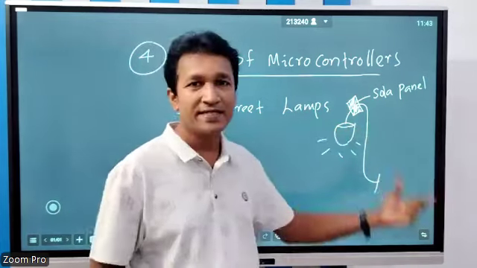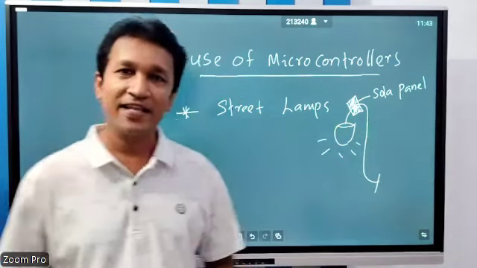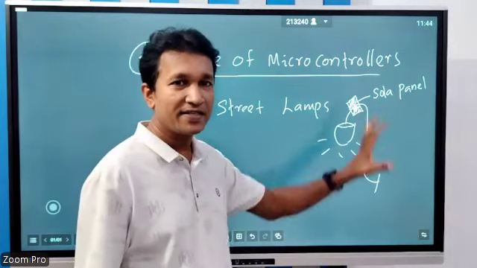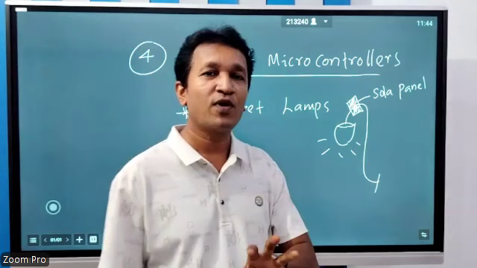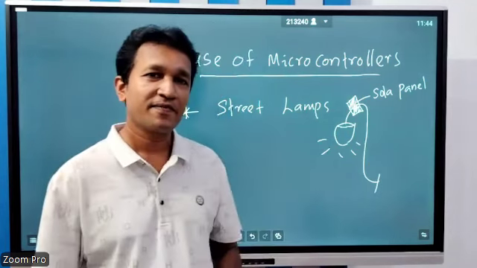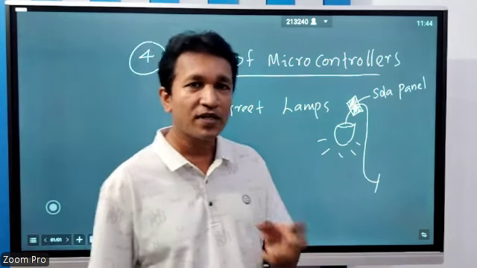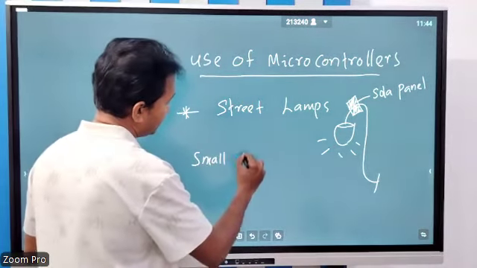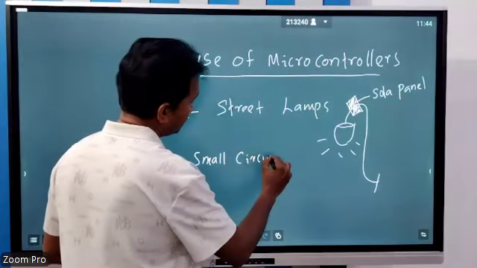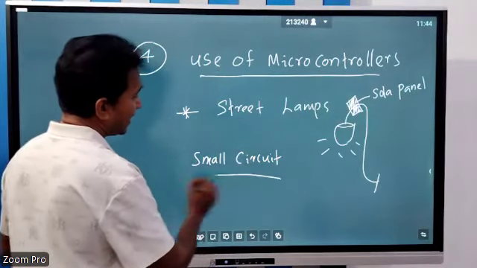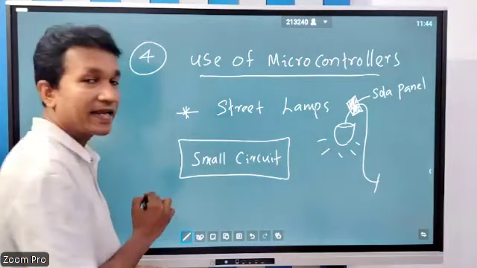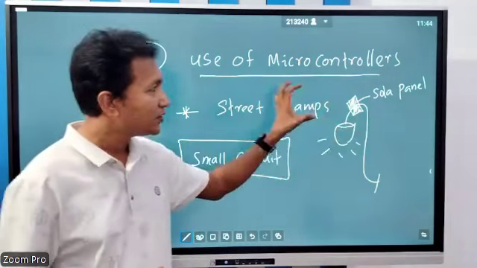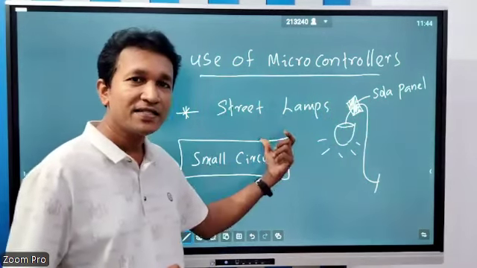So how is this happening? Right? So in these kinds of lamps, there is a circuit, a small circuit. The small circuit is like a small computer, right? There is a small circuit inside this lamp, right? So that part is done by this small circuit.